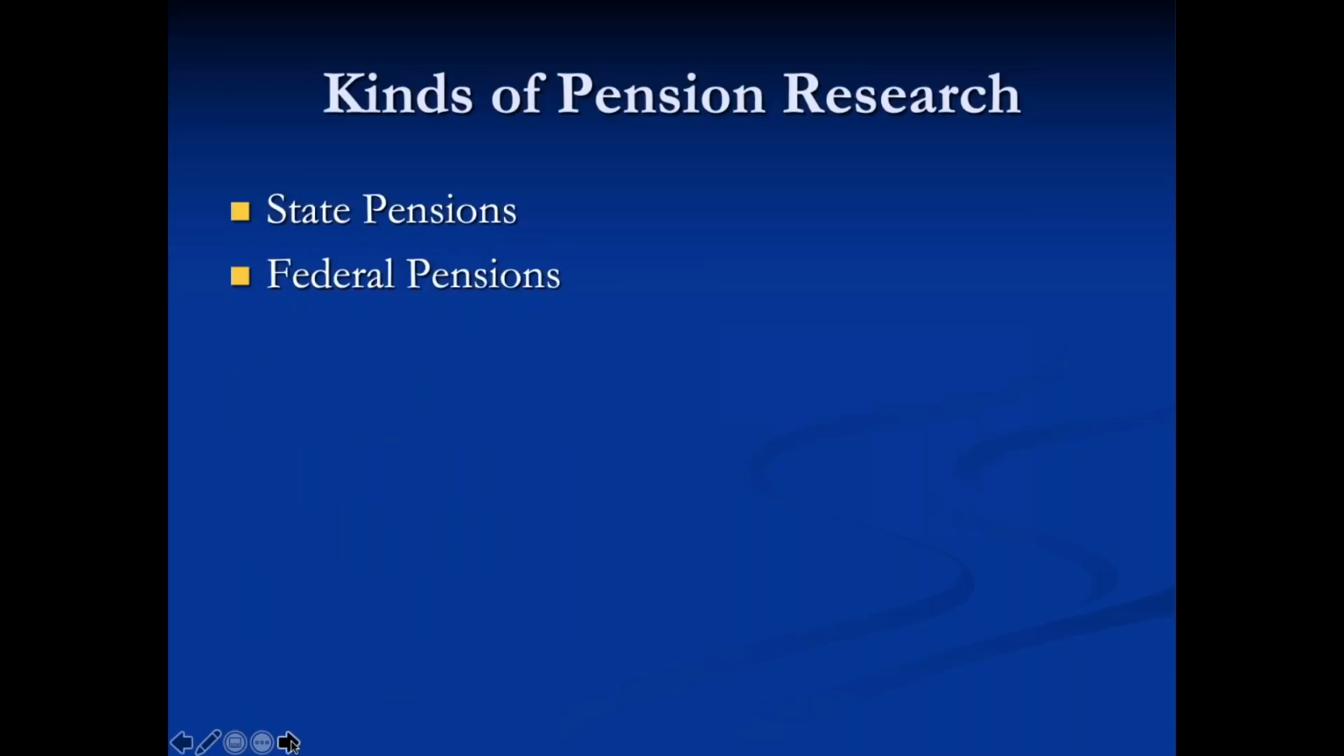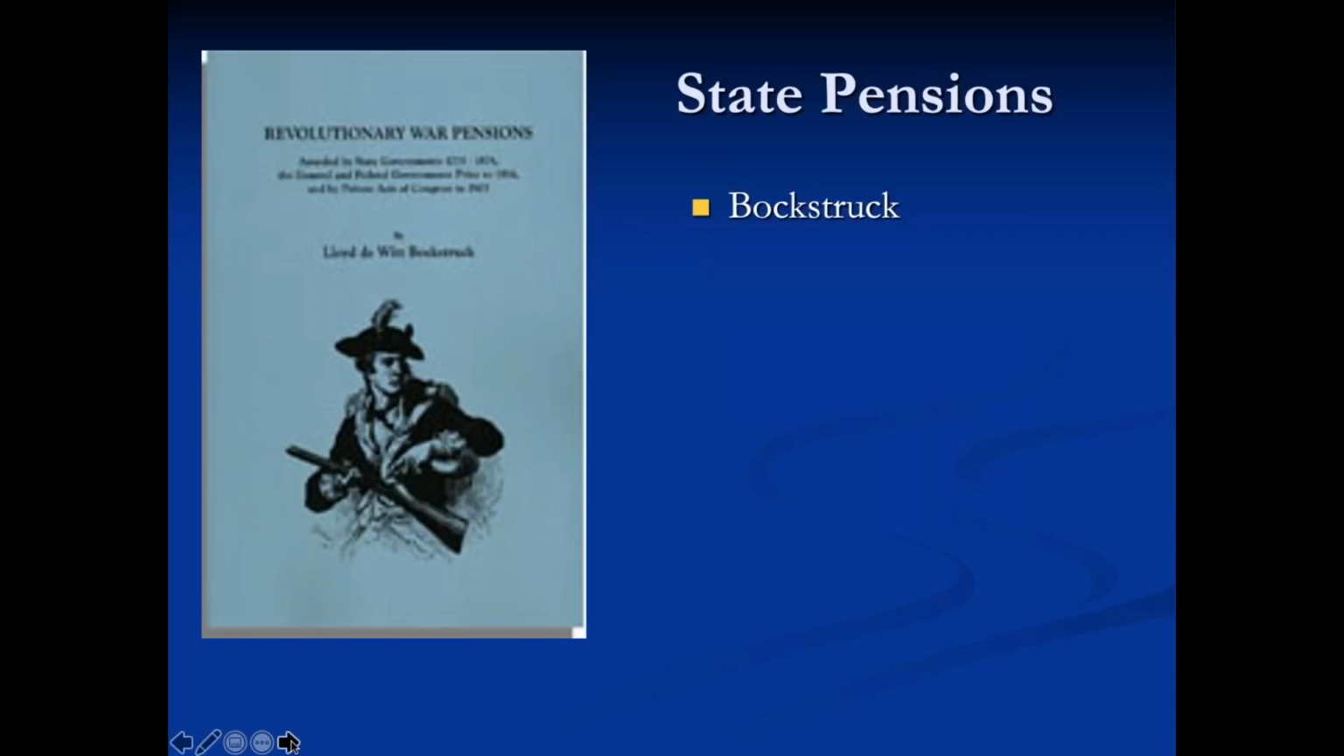Now, there are several kinds of pensions. There are state pensions, there are federal pensions. The best place to look for state pensions is Lloyd Boxstruck's book on Revolutionary War pensions. These are all the state awards. Now, some states have separate books, like Virginia, for example, but this book is probably a single one-stop shopping place to go for the state pensions, but we're really not going to talk about those.